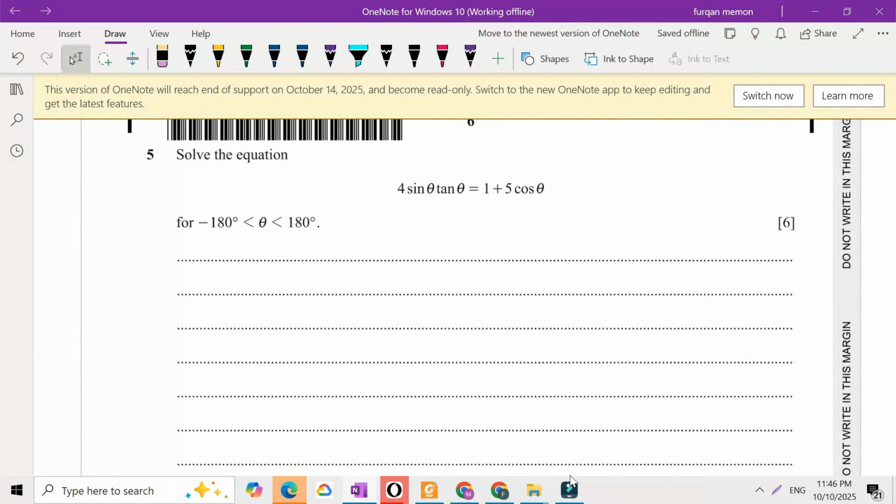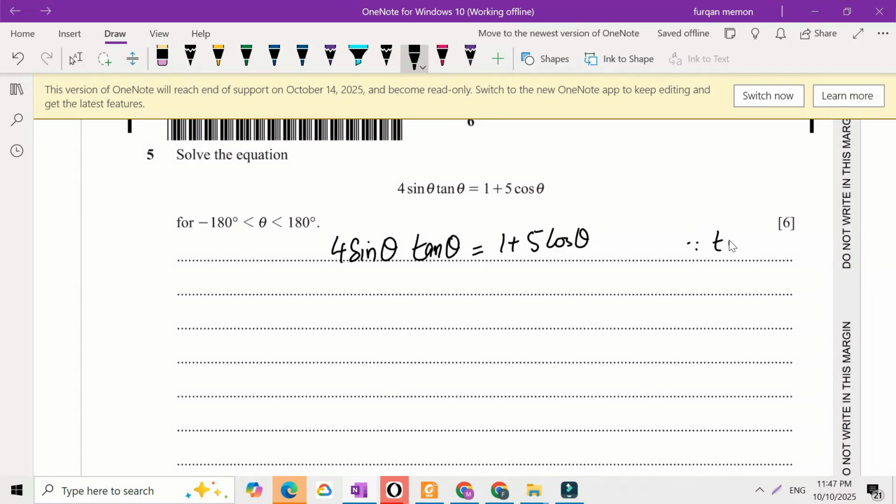Question number 5. Solve the equation. The given equation is 4 sin theta tan theta equals 1 plus 5 cos theta, where the angle condition says that the angle should be greater than negative 180 and less than 180 degrees. So the given equation is 4 sin theta tan theta equals 1 plus 5 cos theta.